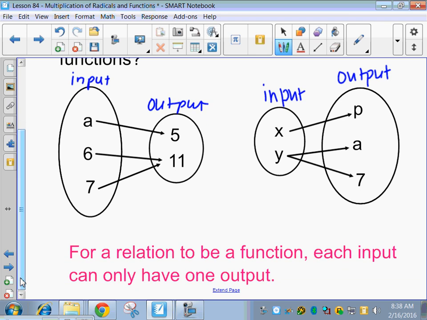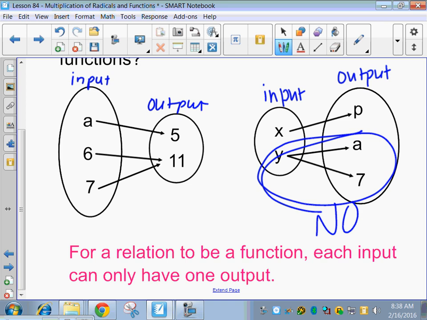For a relation to be a function, each input can only have one output. Each input can only have one output. So when you look at these two, one of these is a function, you guys, and one of these is not a function. Anyone know, based on that definition, which one is not a function? Nico. Because? Exactly. All right, this is the big no-no. I plugged in Y. How do I plug in one thing and get two things out, right? Two different things out. So this one is not a function.